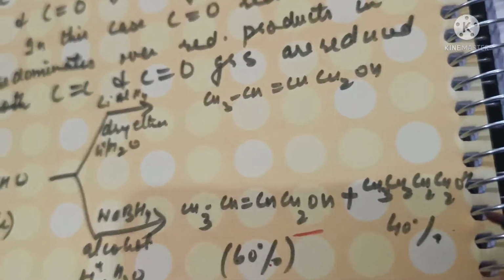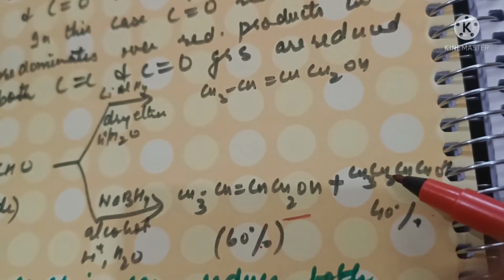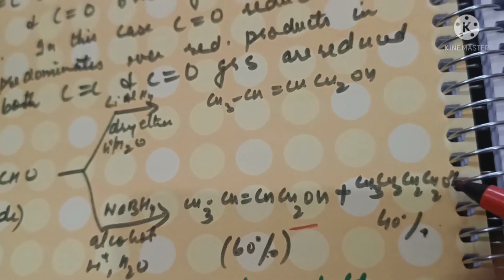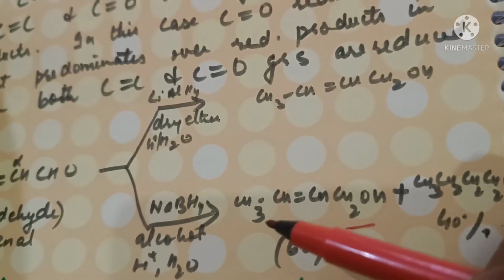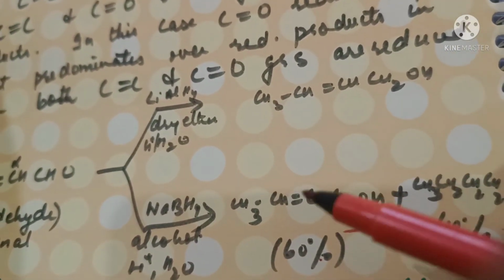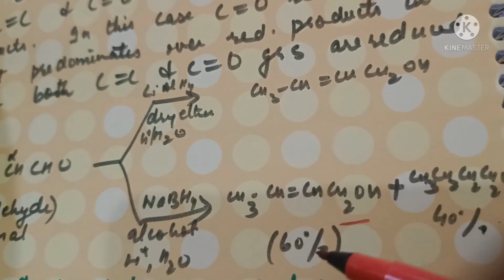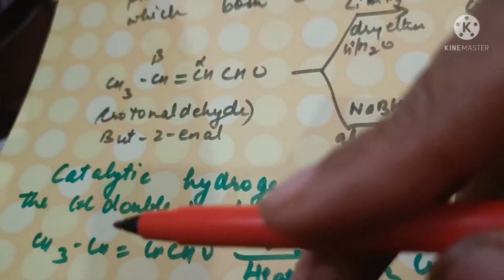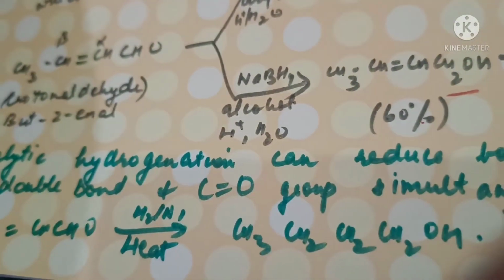So sodium borohydride will form both kinds of products, one where it is reducing the carbon-carbon double bond along with the carbonyl group, and one where it is not reducing it. The one where it is not reducing is formed in greater amounts. But on catalytic hydrogenation, this is also reduced along with the carbonyl group.